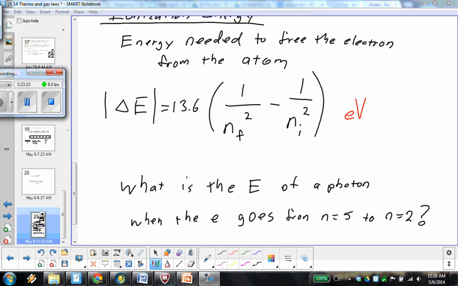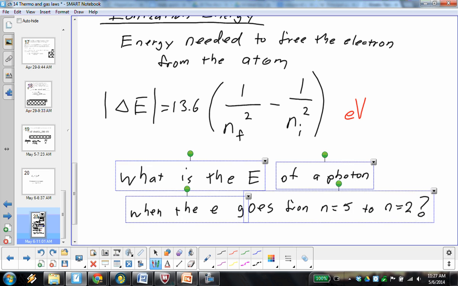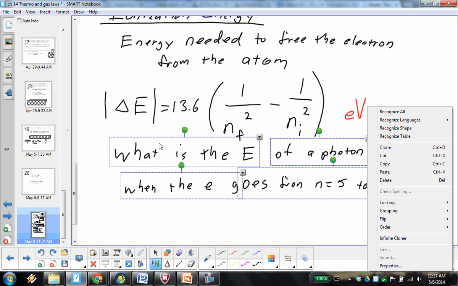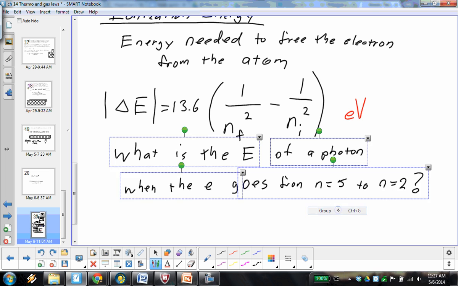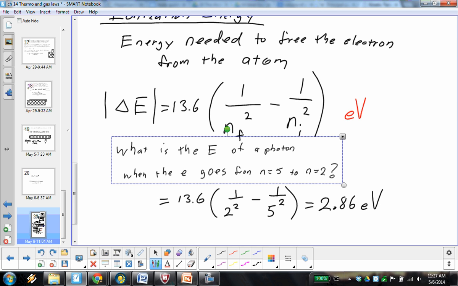All right, so it's really not too complex. Let me group this together so that I can make it a bit smaller. So here's our question, and let me do the work. We have 13.6 times 1 over 2 squared, since the final energy level is 2, minus 1 over 5 squared, the initial energy level, and when you plug that in, you will get a value of 2.86. So that is 2.86 electron volts.